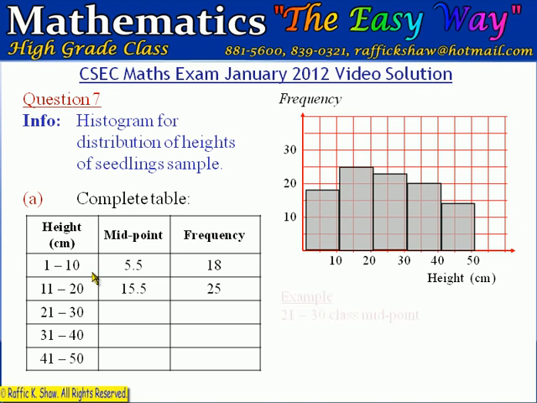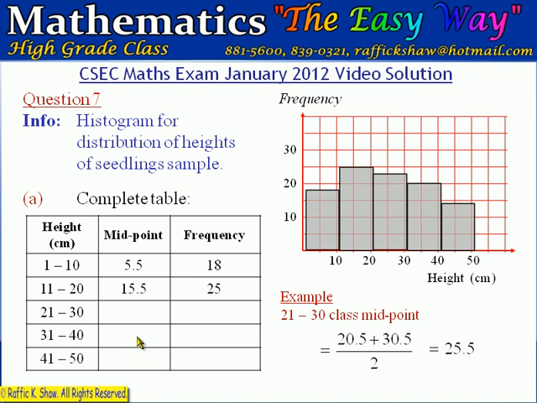Alright, so let's show, for example, how we would calculate the midpoint for this third class 21 to 30. It would be the average of the boundary values, right? The lower boundary value, which is 20.5, plus the upper boundary value, which is 30.5, sum of those divided by 2. That's the definition of how you would calculate the midpoint for this class, and that value would be 25.5.